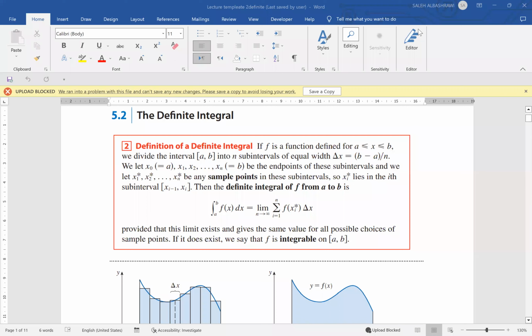Bismillahirrahmanirrahim. In this lecture, we are going to speak about the definite integral, starting with the definition, then evaluating the definite integral using Riemann sum.